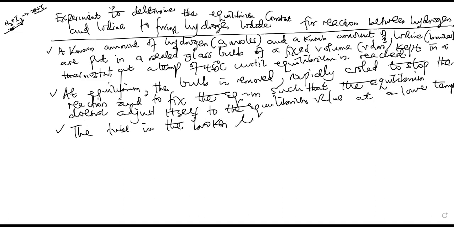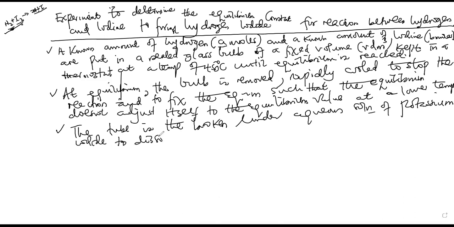The tube is then broken under aqueous potassium iodide solution. Aqueous solution of potassium iodide. Okay. Potassium iodide to do what? Basically, to dissolve the iodine present at equilibrium. Interesting.